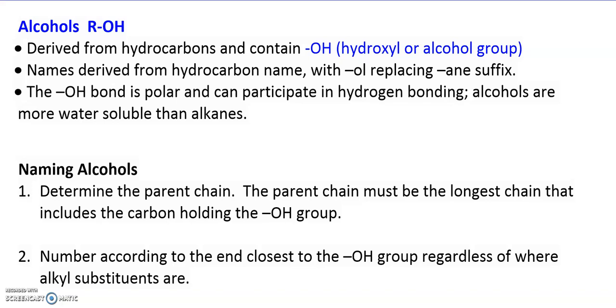These names are derived from a hydrocarbon name, so they are going to end in OL instead of ane. The OH bond is polar, so these will end up being held together by hydrogen bonding. And alcohols are more water soluble than just alkanes.